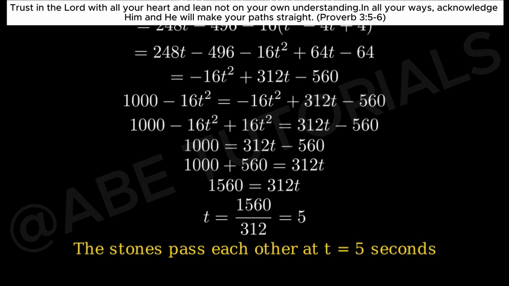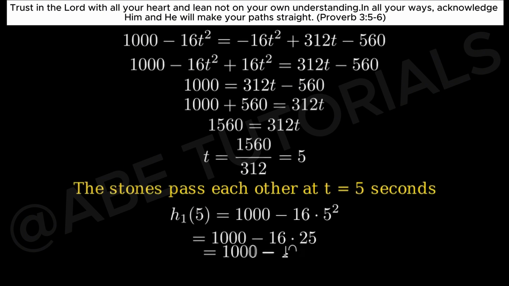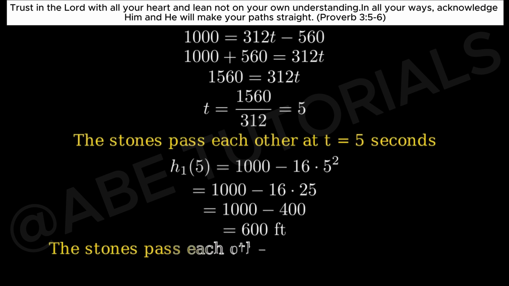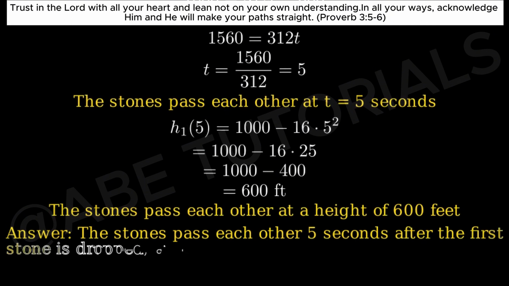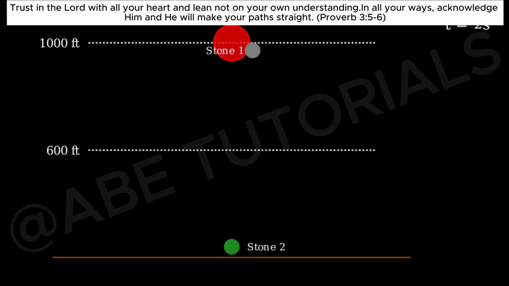Now that we know when the stones pass each other, let's find the height at which this occurs. We can substitute t equals 5 into either of our height equations. Let's use the equation for stone 1. h1 of 5 equals 1,000 minus 16 times 5 squared. Equals 1,000 minus 16 times 25 equals 1,000 minus 400 equals 600 feet. So, the stones pass each other 5 seconds after the first stone is dropped at a height of 600 feet above the ground. Let's visualize our solution with a final animation showing both stones meeting at exactly 5 seconds at a height of 600 feet.